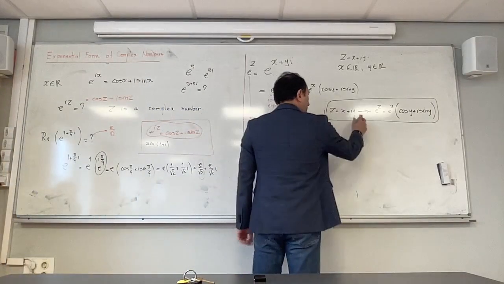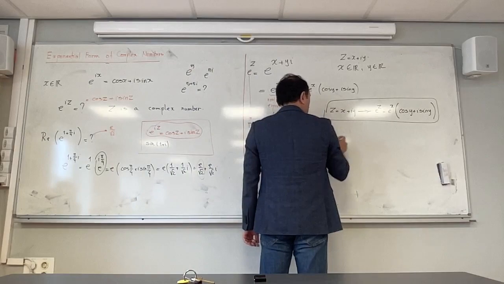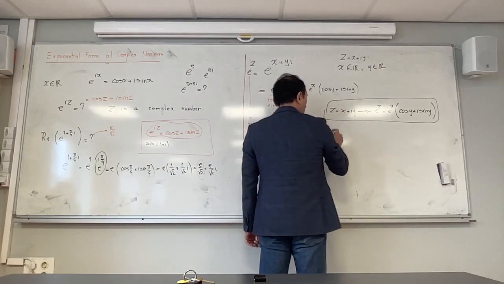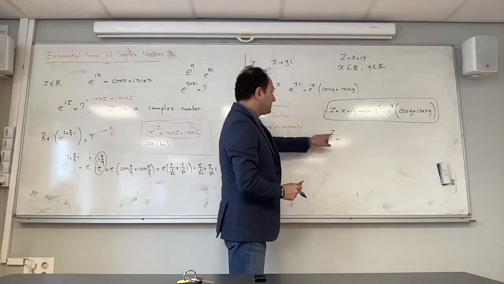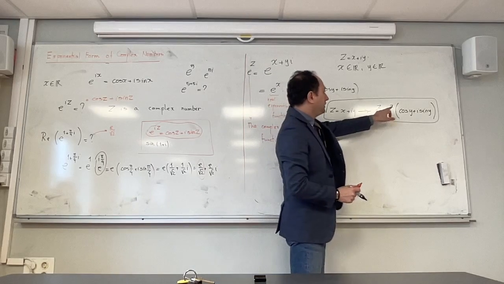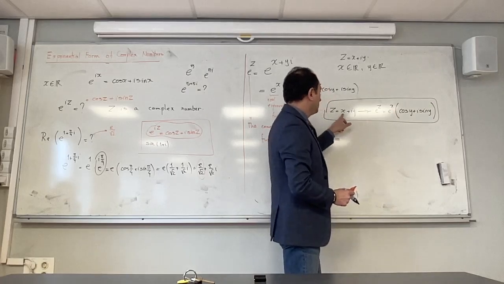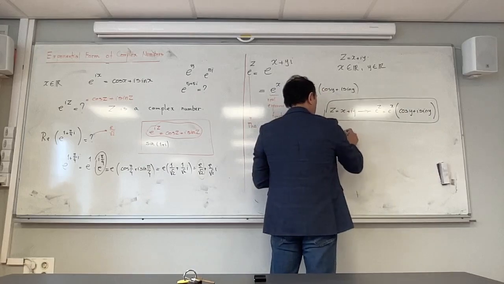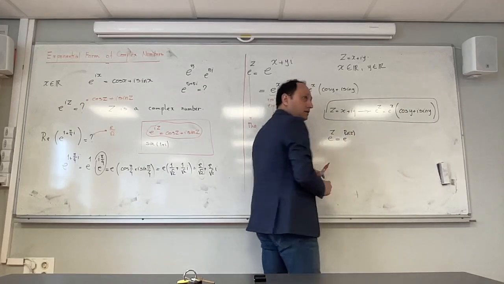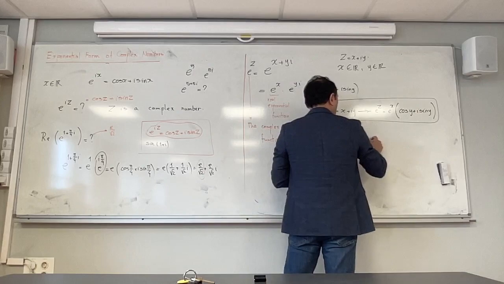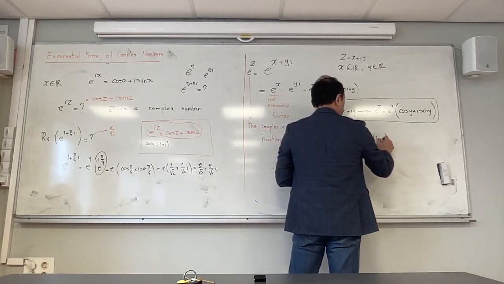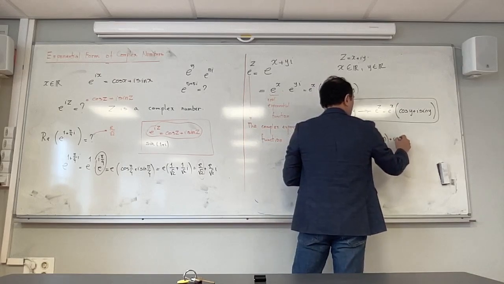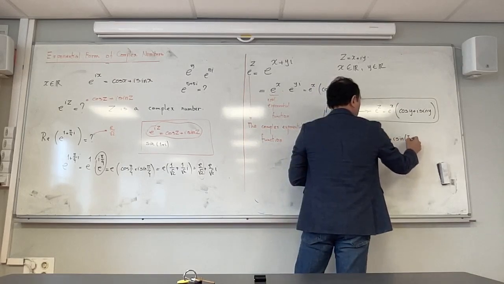And now, can you tell me what is the absolute value of this complex number? By the way, if you want to write it without writing x and y, can you tell me how should I write this? E to the power of z is e to the power of x. But what is x? The real part. So you can write e to the power of real part of z multiplied by cosine of y. But what is y? The imaginary part of z.